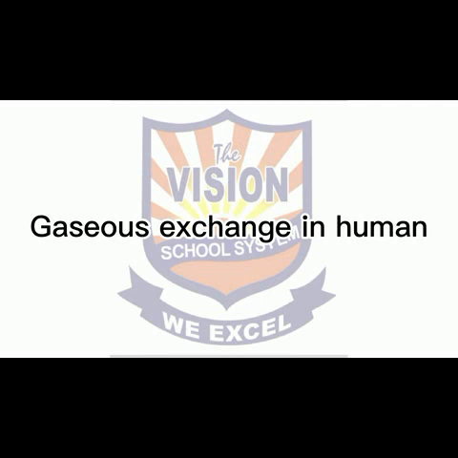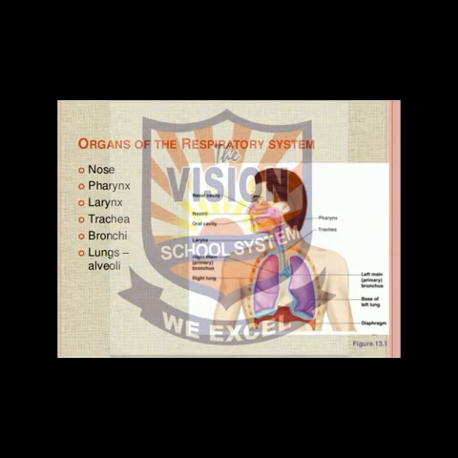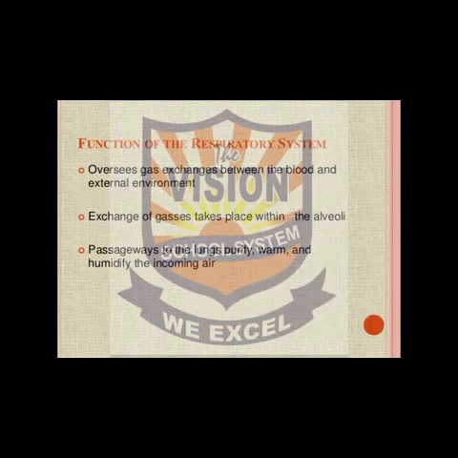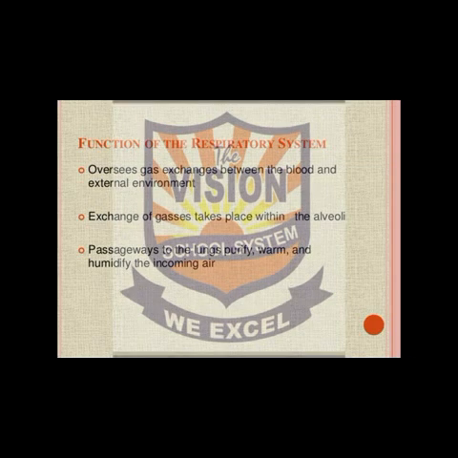So here is another topic, gaseous exchange in humans. So how does the gaseous exchange take place in humans? The organs of the respiratory system are nose, pharynx, larynx, trachea, bronchi, lungs and alveoli. These are the organs the respiratory system consists of. What is the function of the respiratory system? It oversees gas exchange between the blood and the external environment.